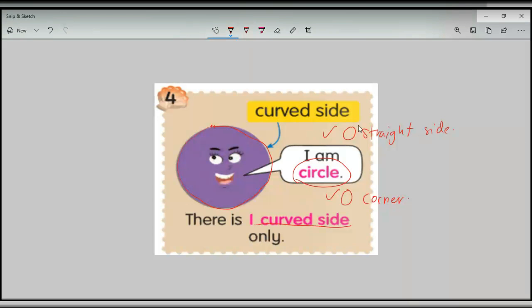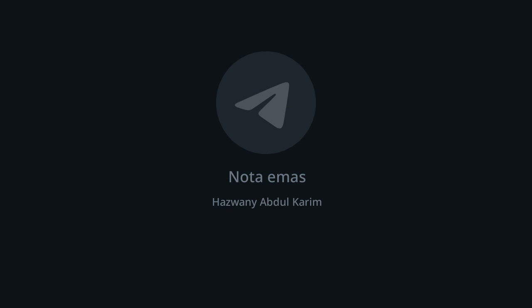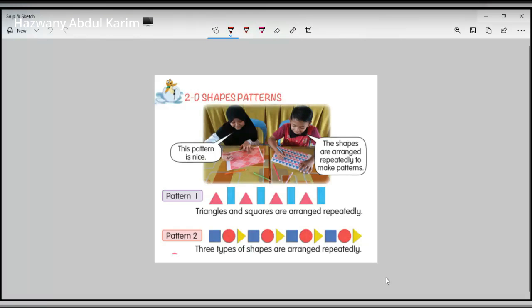Okay, we move to the next one. Now we want to look at the 2D shapes pattern. What is the pattern? The pattern is the shapes that are arranged repeatedly. The shape is arranged again and again, then it will form the pattern, the beautiful pattern. Now look at the first pattern here. We start with the triangle. Next one is rectangle. Triangle, rectangle, triangle, rectangle, triangle, and the last one is rectangle.